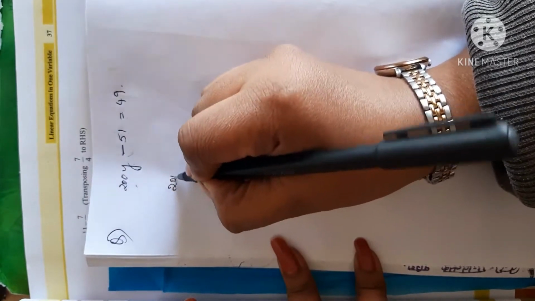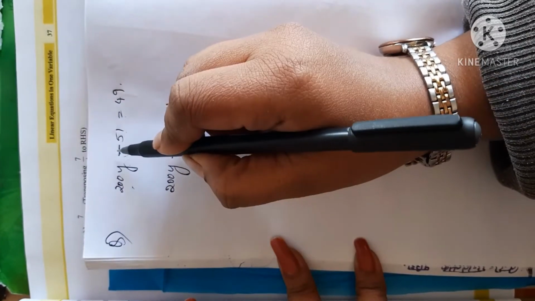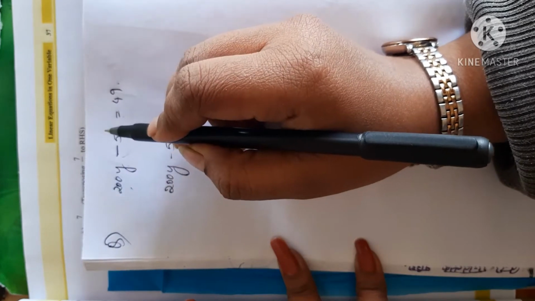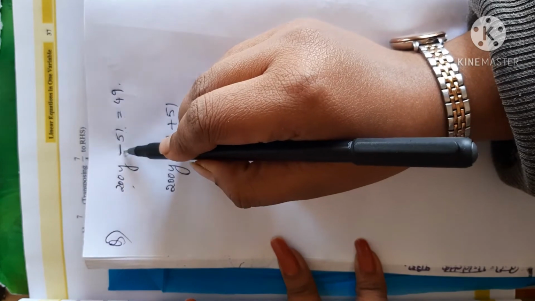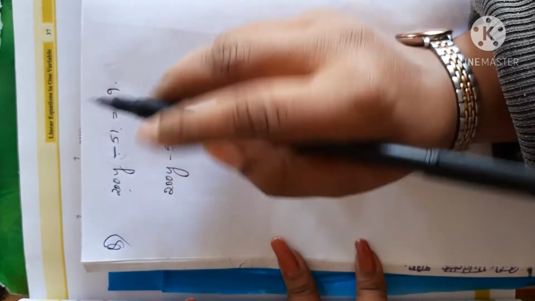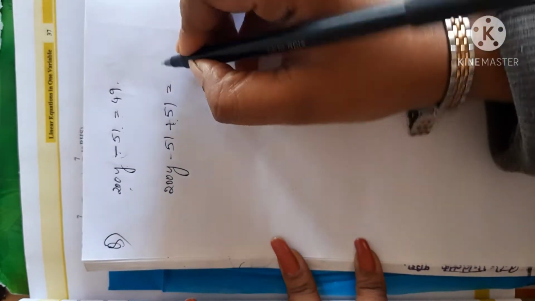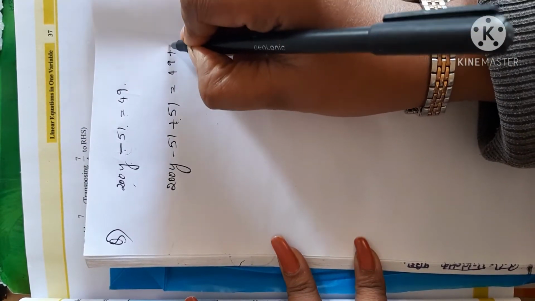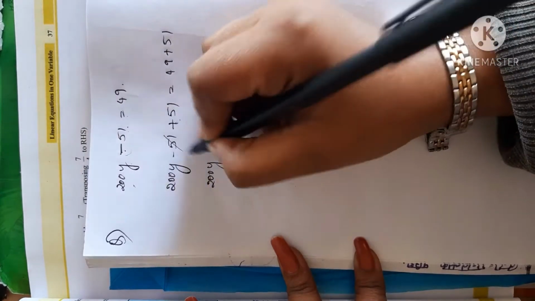So 200y minus 51. I'm adding 51 because minus 51 is there. So for that reason I'm adding 51. If you have plus 51 here, you need to take minus 51. Opposite you need to take. Because I'm adding on the left hand side, I need to add the same thing on the right hand side also. Okay, now in 200y, these two are going to be cancelled.